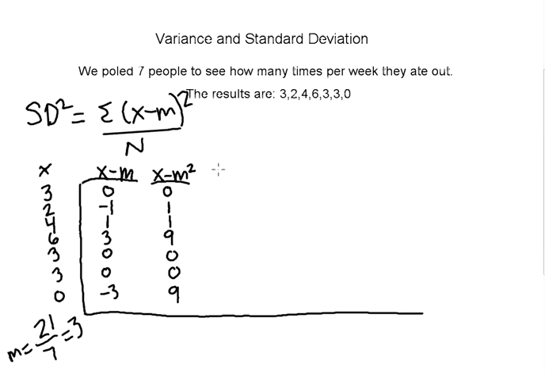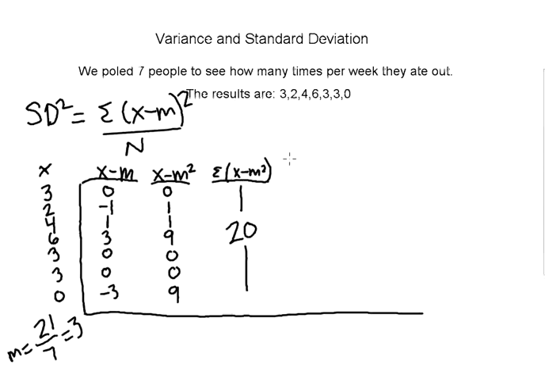The next step is to get a sum of squares, which is shown like this: the sum of x minus m, squared. We already calculated all of our x minus m squares. Now we need to add them all together. So 0 plus 1 is 1, plus 1 is 2, plus 9 is 11, plus 0, plus 9 is 20. Our next step is to divide all of that by the number, and that is actually how we get our variance.